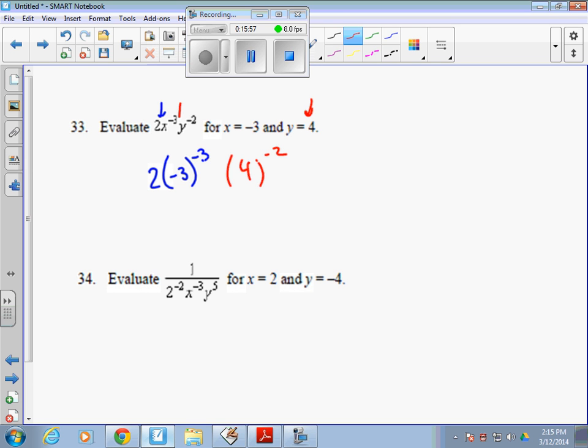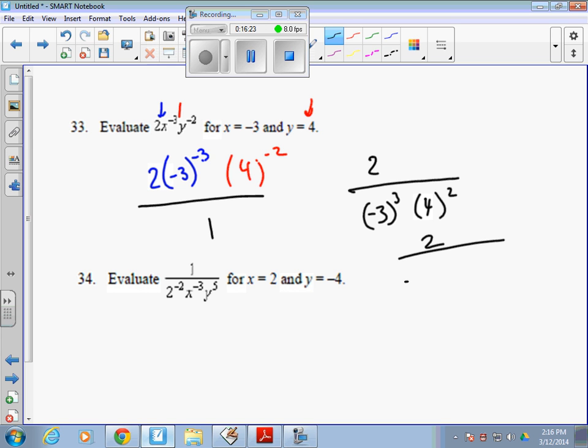Anytime they have negative exponents, they ride the elevator. 2 stays where it is. Negative 3 gets raised to the third power. 4 gets raised to the second power. Notice both of those become positive. Negative 3 to the third power, again, negative 3 times negative 3 is positive 9 times negative 3 is negative 27. So you have 2 over negative 27, which is right next to 4 squared, which is 16.